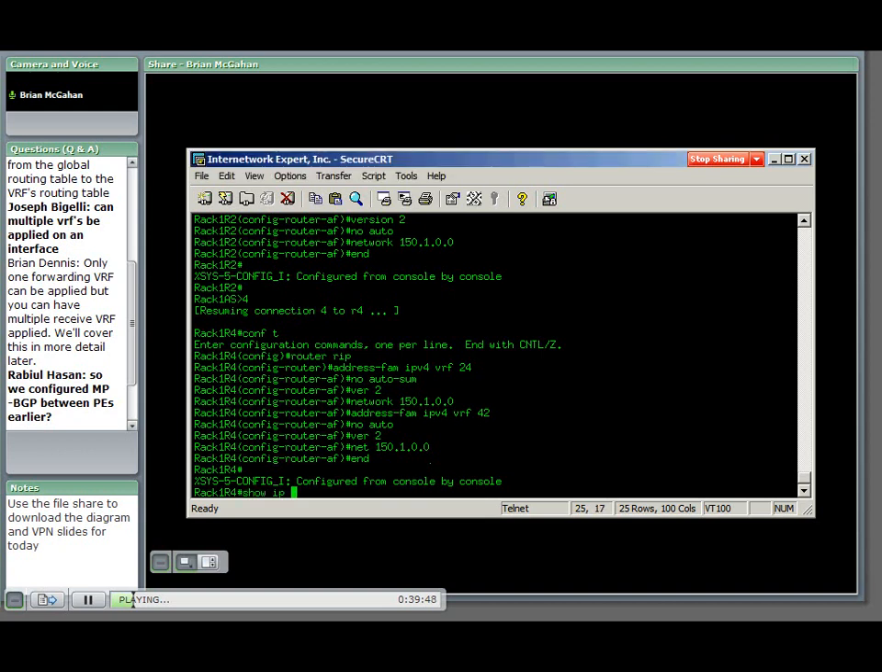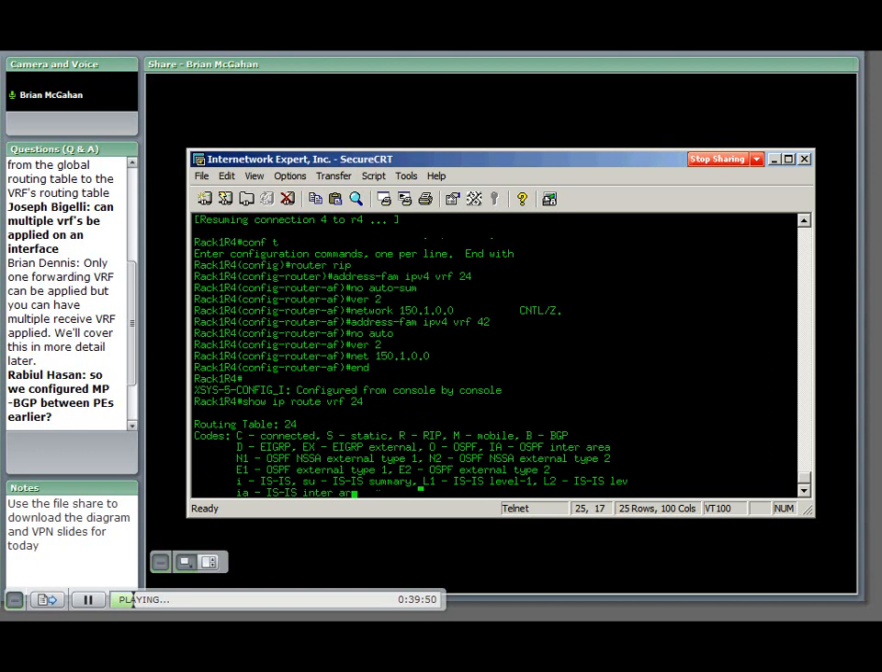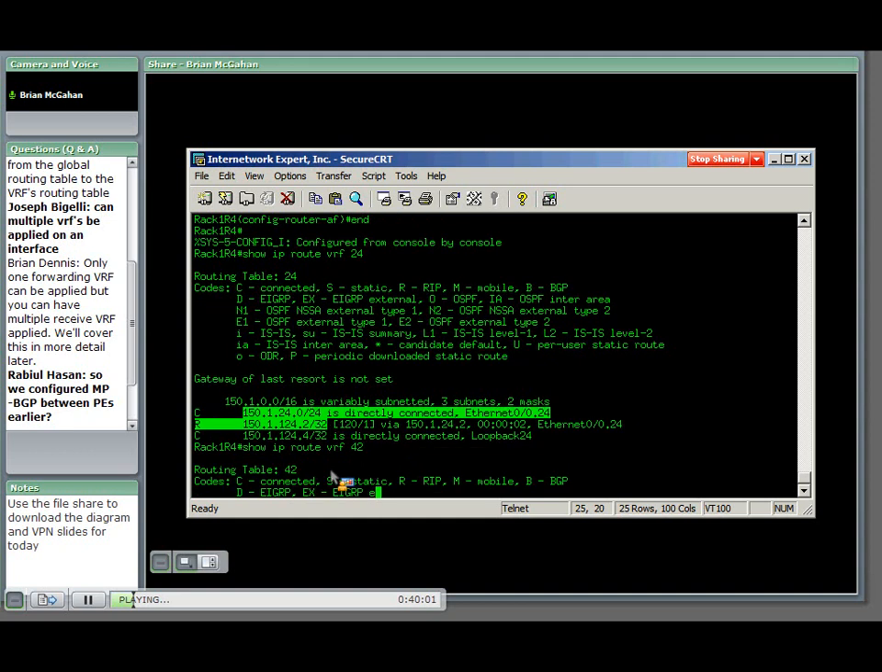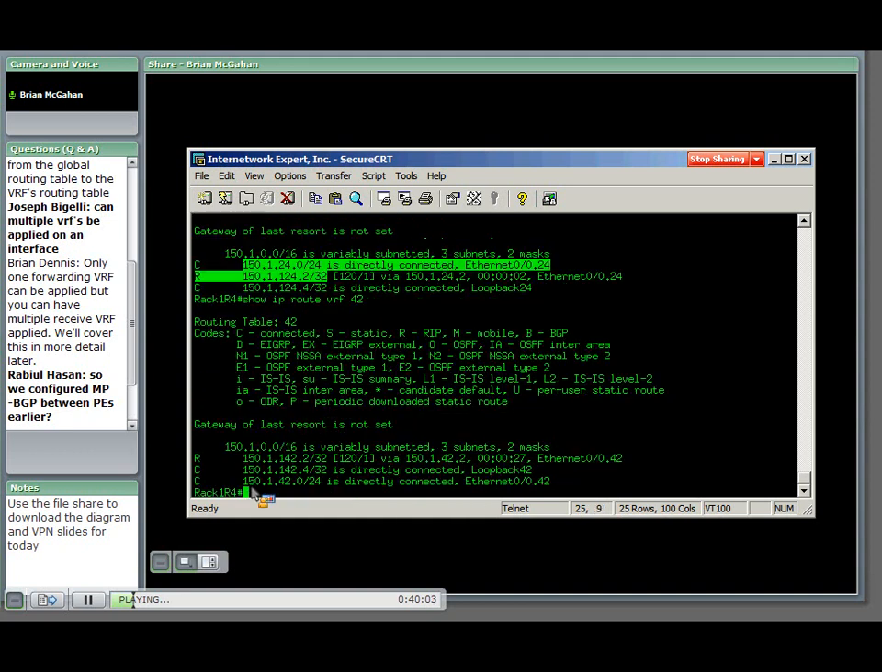If we look at our routing tables here, we'll say show IP route VRF 24. We can see we have a RIP route for the first loopback of router 2. If we look at the second VRF table, if we say show IP route VRF 42, we have the route for the second loopback of router 2.